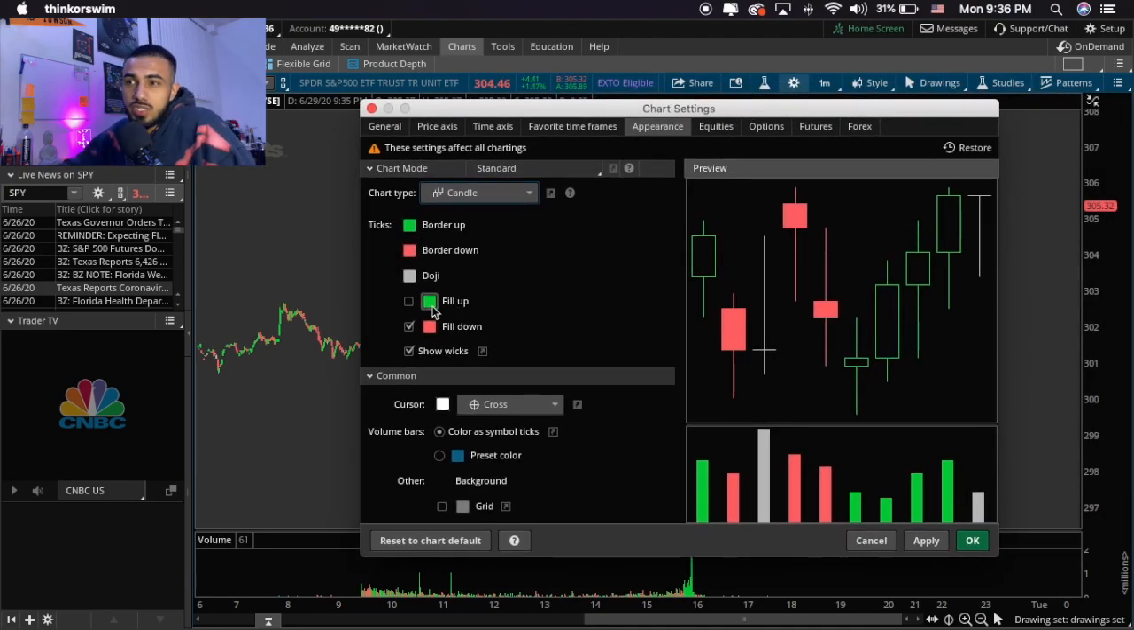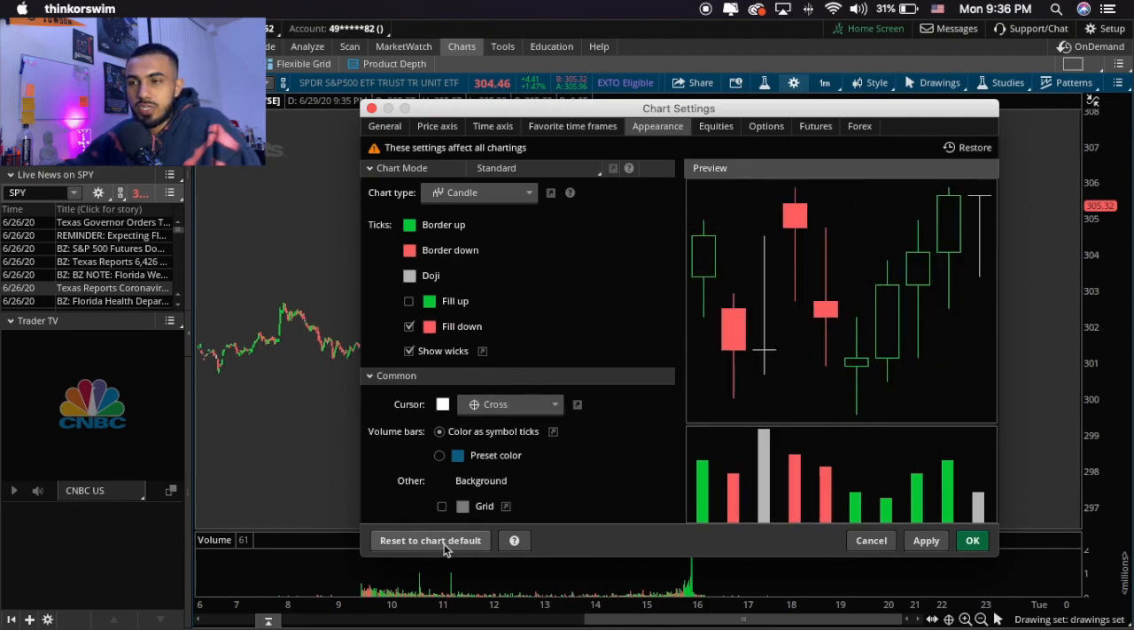Now, with the green candlesticks, I have them hollow instead of full, so I have this fill up tick unselected, but that's all personal preference. I like to have it hollow so that it sort of differentiates between the two.